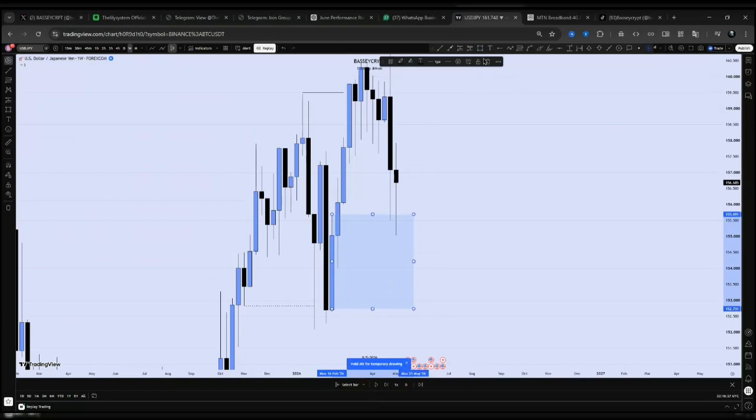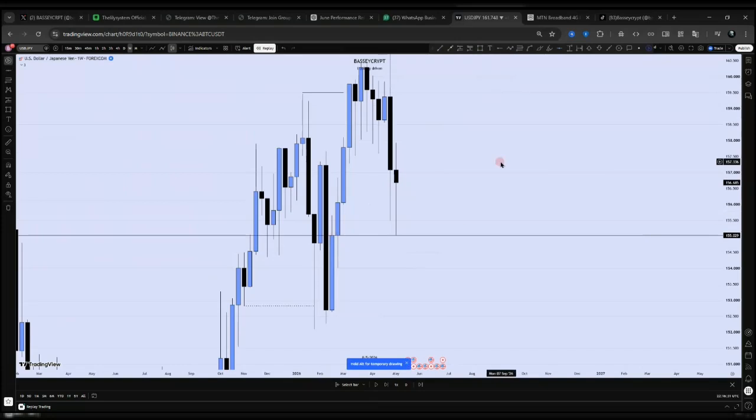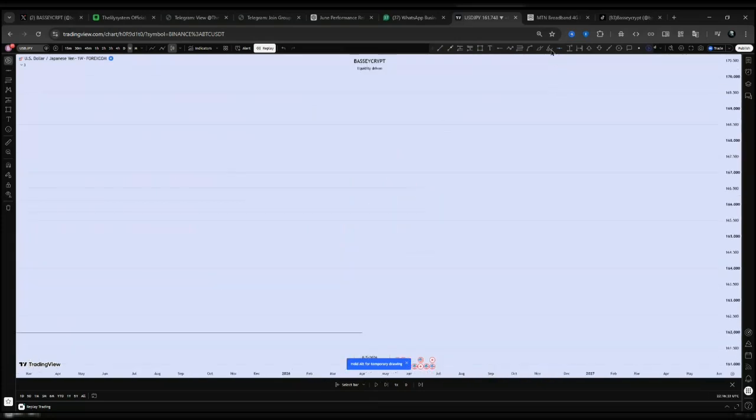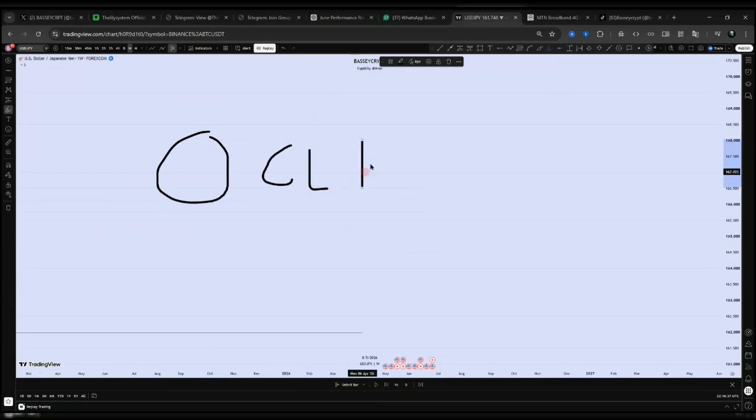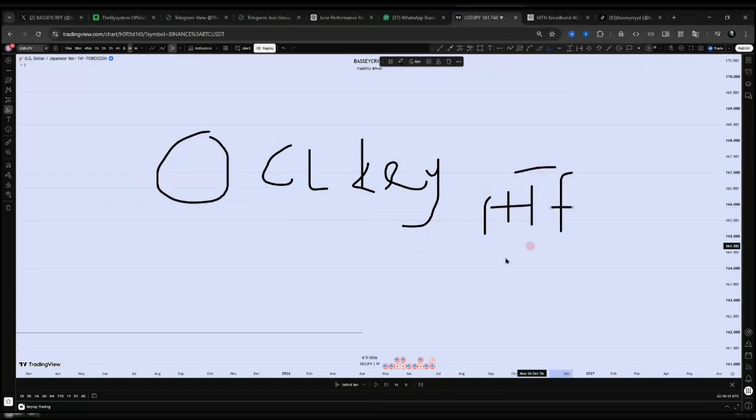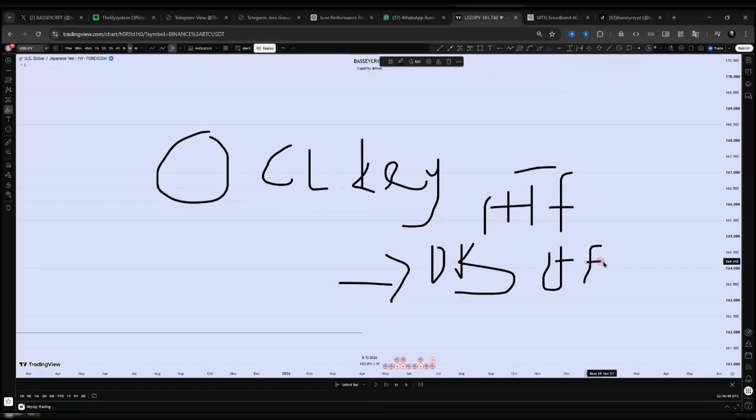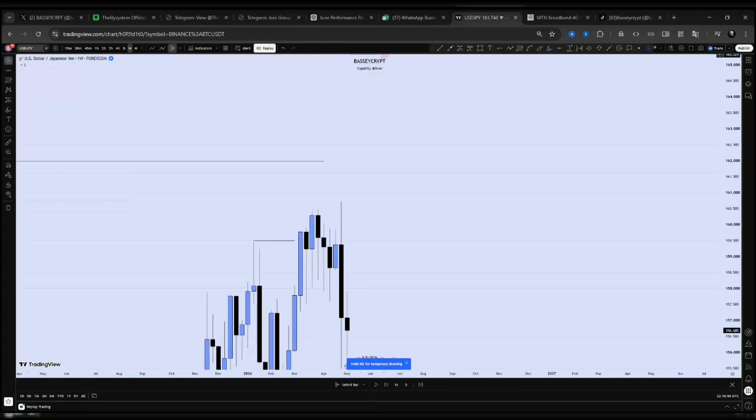Some people call this level an open and close key level. Remember, I'm not going to use the key level on the higher time frame, but the lower time frame order block. I'll show you guys right away how this plays out on the lower time frame.